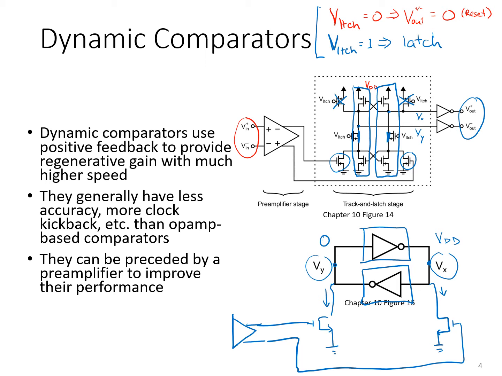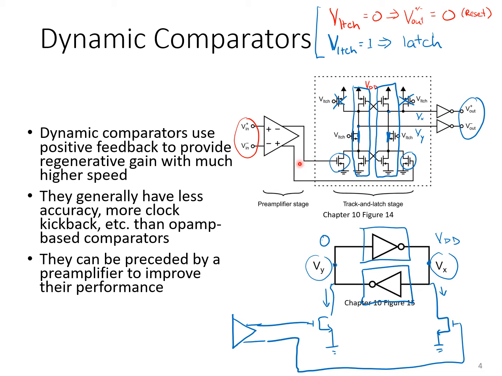But the downsides are that generally such amplifiers may have less accuracy and more clock kickback than op-amp-based comparators. This is because the large voltage transients that arise on these internal nodes Vx and Vy can be coupled back to the inputs through the gate capacitance of these input transistors and cause spikes of charge or current flow, and therefore ripples in the voltage at the input to the latch.